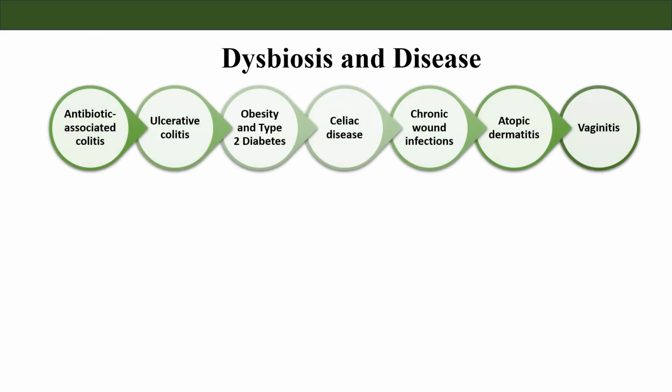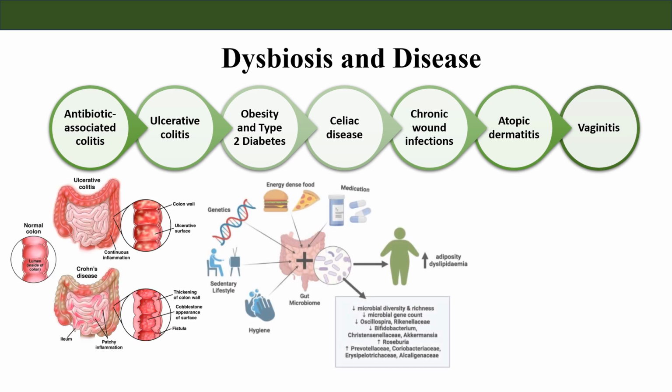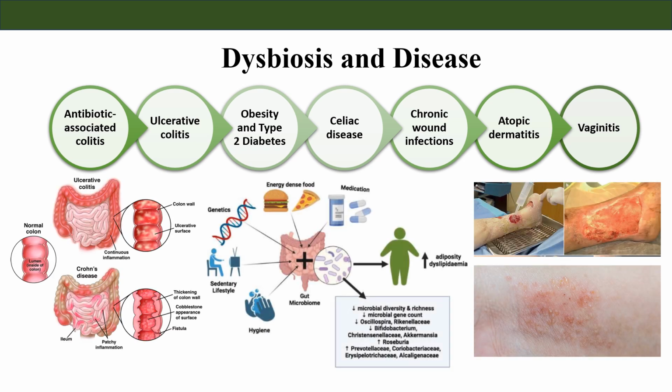Dysbiosis, or alterations in the microbiome, can be indicative of various diseases. The chapter details several conditions linked to dysbiosis, including antibiotic-associated colitis, ulcerative colitis, obesity, type 2 diabetes, celiac disease, chronic wound infections, atopic dermatitis, and vaginitis. For example, overuse of antibiotics disrupts gut flora, leading to Clostridium difficile overgrowth, while altered gut microbiota can affect energy extraction and fat storage, contributing to obesity and type 2 diabetes.